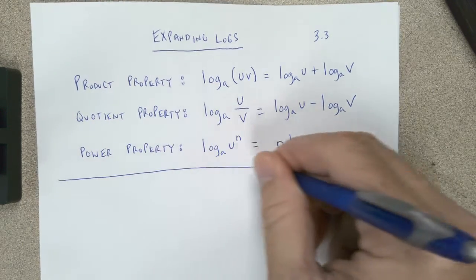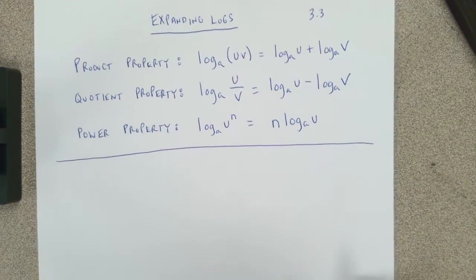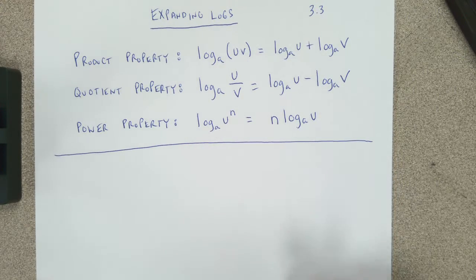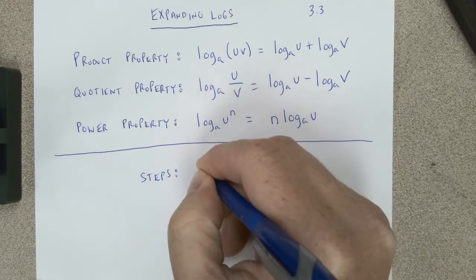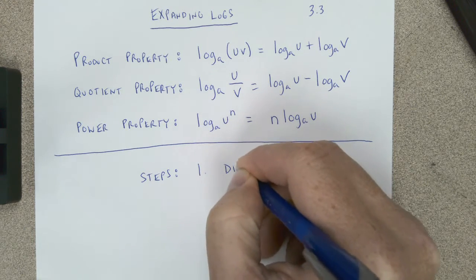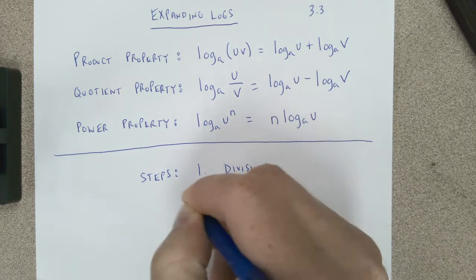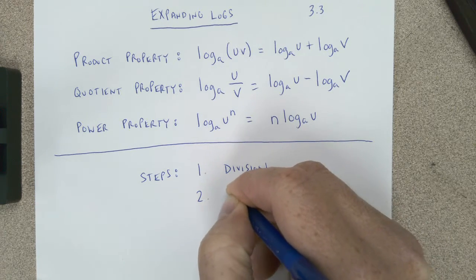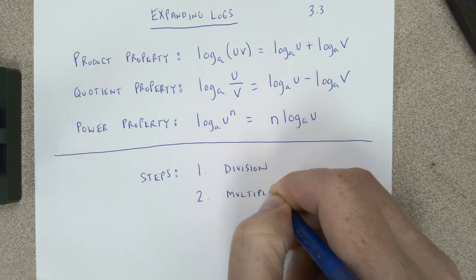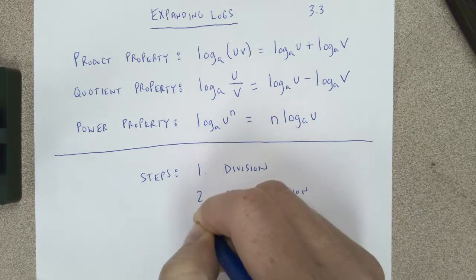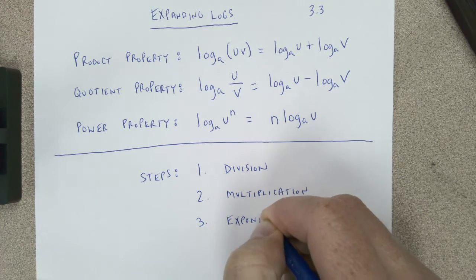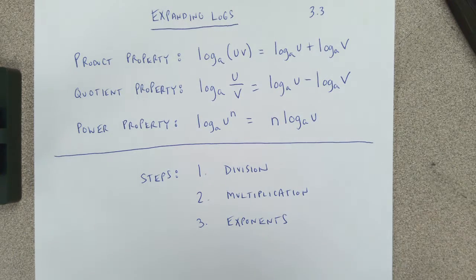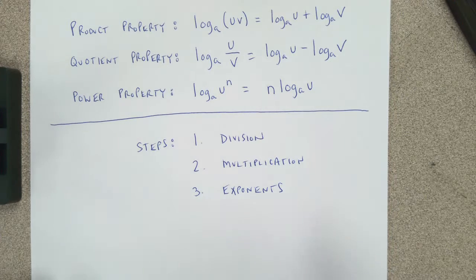Now, when we're doing expanding, it is important that we follow some important steps here. And our steps are as follows when we're expanding. Step one, we're always going to do division first. Step two, we're going to do multiplication. In step three, we're then going to do exponents. Okay, so let's look at a few examples where we're applying these properties.